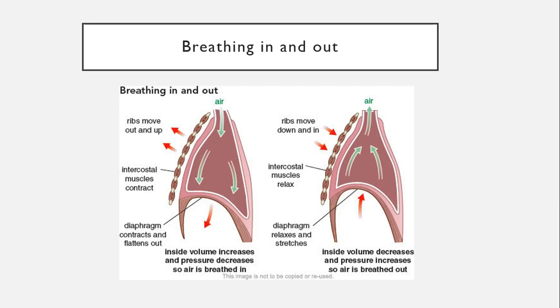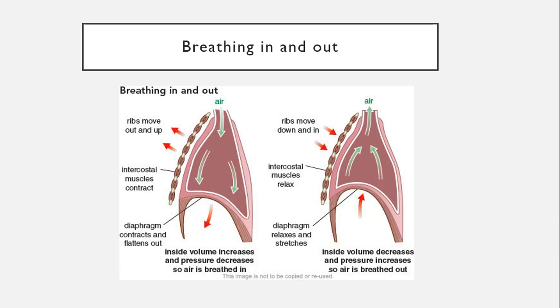Now, the opposite takes place while breathing out. While breathing out, the diaphragm now relaxes. When it relaxes, it gets back to its original shape, which is a dome-like structure. So it is going up. What else also relaxes? The intercostal muscles. So the intercostal muscles relax with the diaphragm.